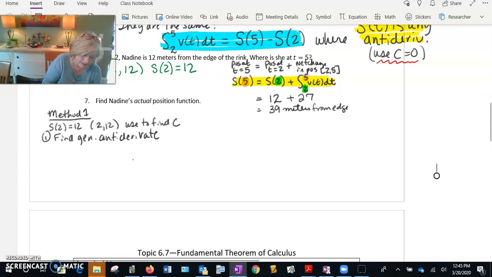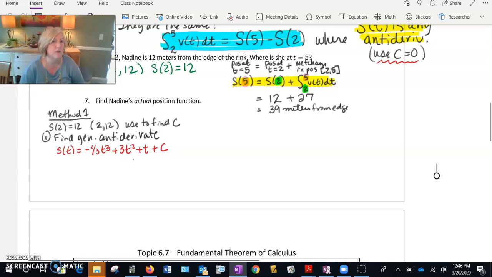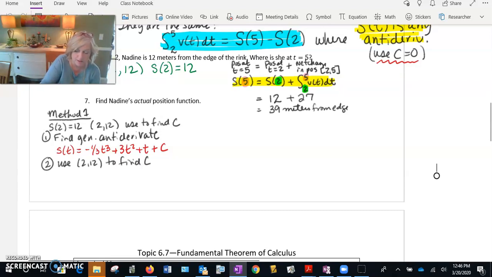The general antiderivative was S of t equals negative 1/3 t cubed plus 3t squared plus t plus C. So that was the general antiderivative that we had from earlier. And then we would just do what we did in the previous set of notes when finding the specific solution to the differential equation: we're going to use the point (2, 12) to find C. So you would simply plug that in.